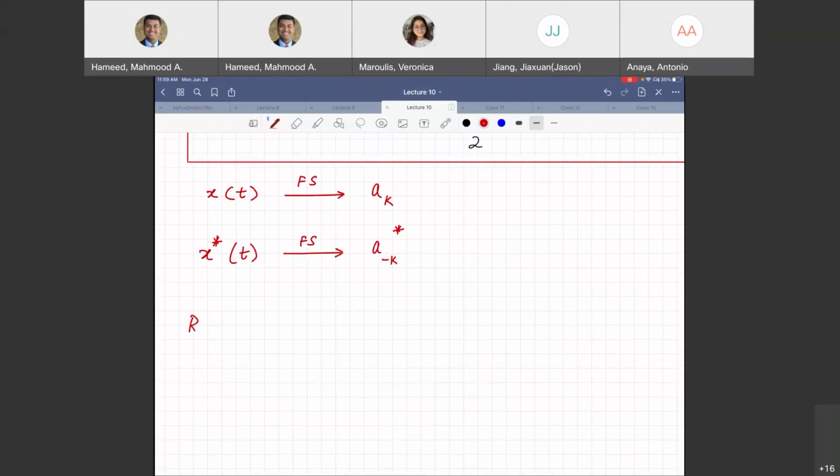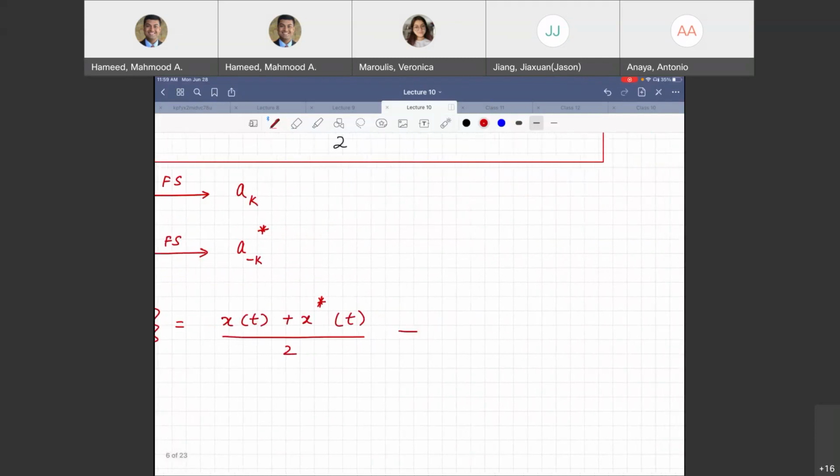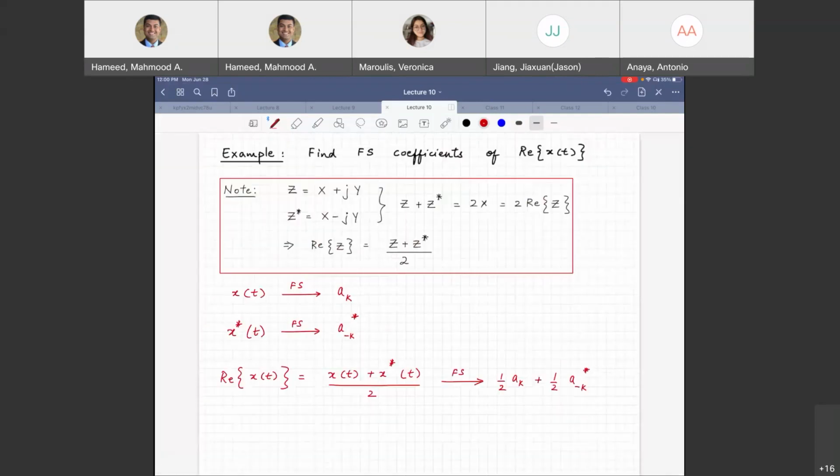If you want the real part of x of t, then what you need is x of t plus x complex conjugate of t, divided by 2. That's the real part. Which means that this is going to have the Fourier series coefficients of half a sub k plus half a sub minus k complex conjugate. Using linearity, I can write that. You guys okay with that? Those are the Fourier series coefficients of the real part of x of t.